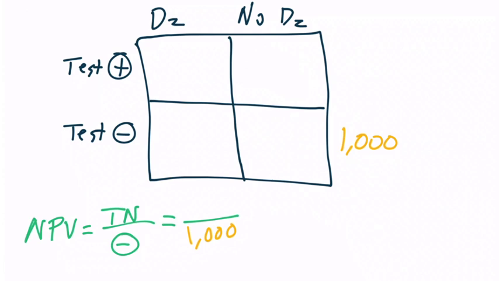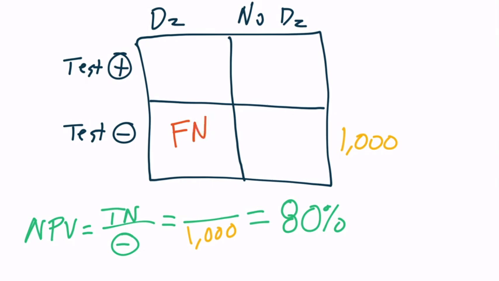Now we are told that the negative predictive value is 80%. So this is the information we were given, and we are asked to find the false negative number, or those that have the disease but test negative anyways. So the first thing that we can do is find the true negative number. And we can do this with the information we were given.